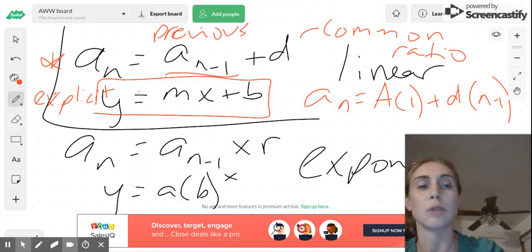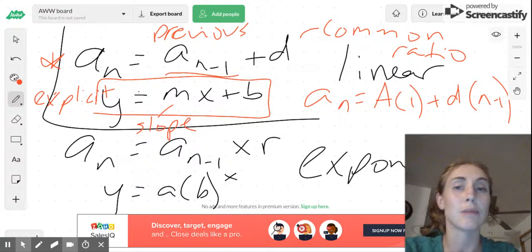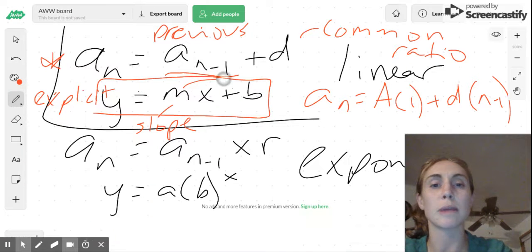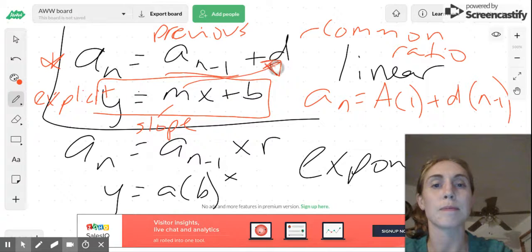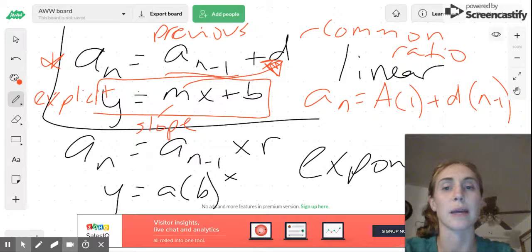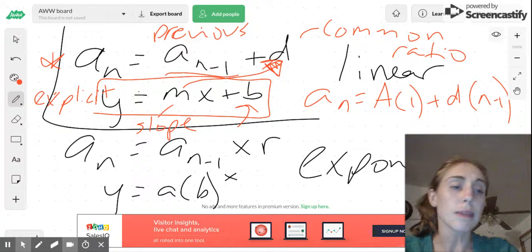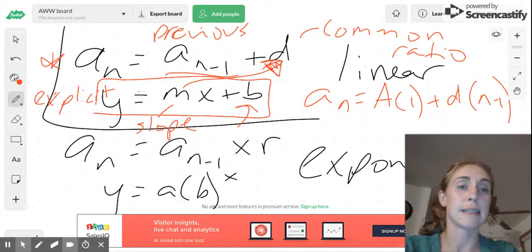I want us to be able to write it more in terms of y equals mx plus b, which is what we did more in Algebra 1. So m represents the slope. The slope of a function is what you continuously add. So it should be the same as this common difference number, the piece that's repetitively being added. The y-intercept here, that's what happens when x is 0.